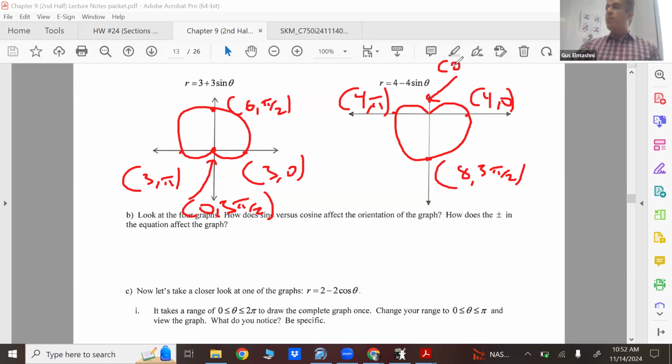When you plug in 3 pi over 2, sine is -1. 4 minus -4 times -1 is going to be +8. And that's 0 comma pi over 2.